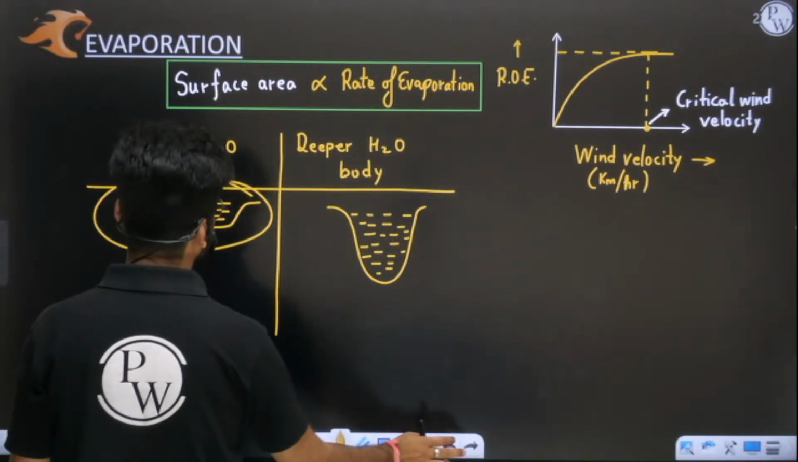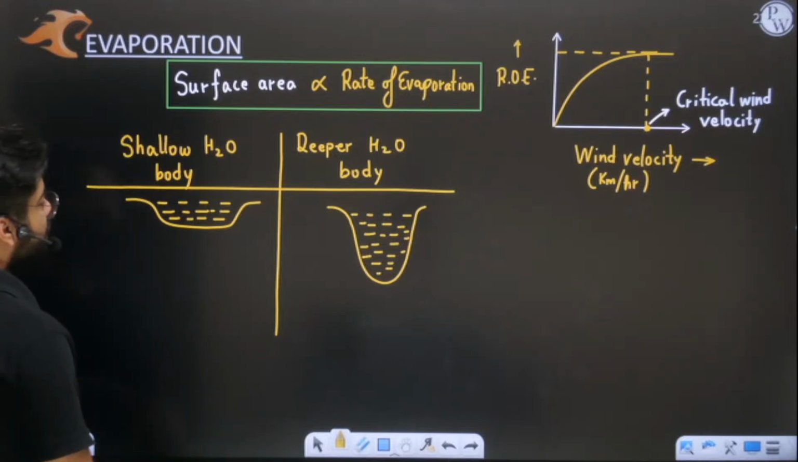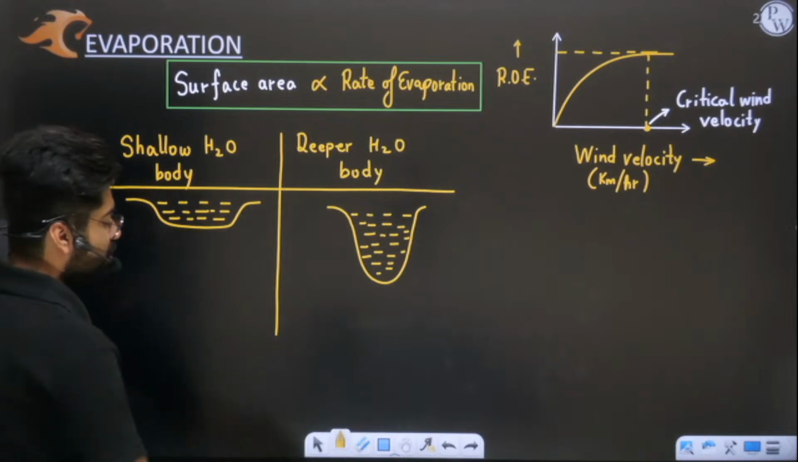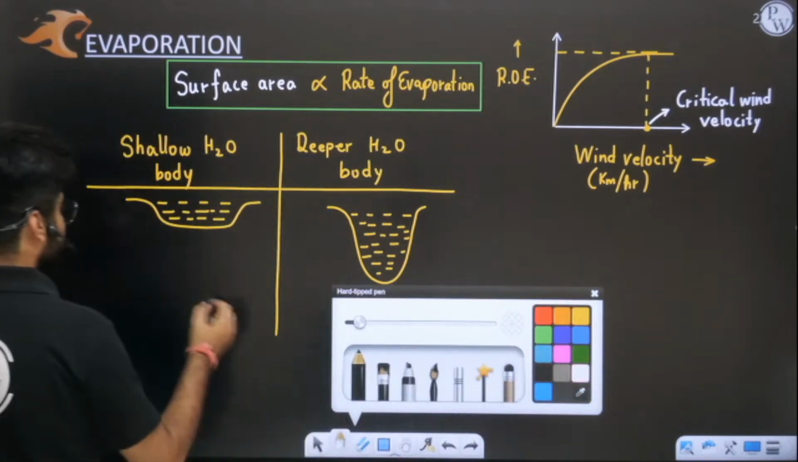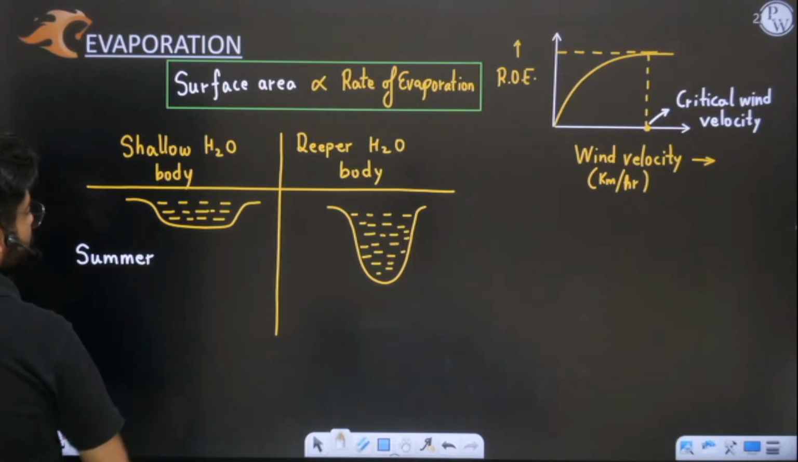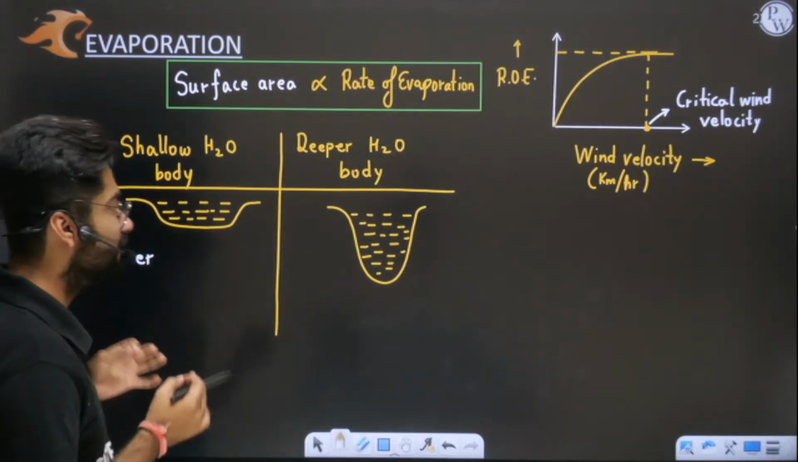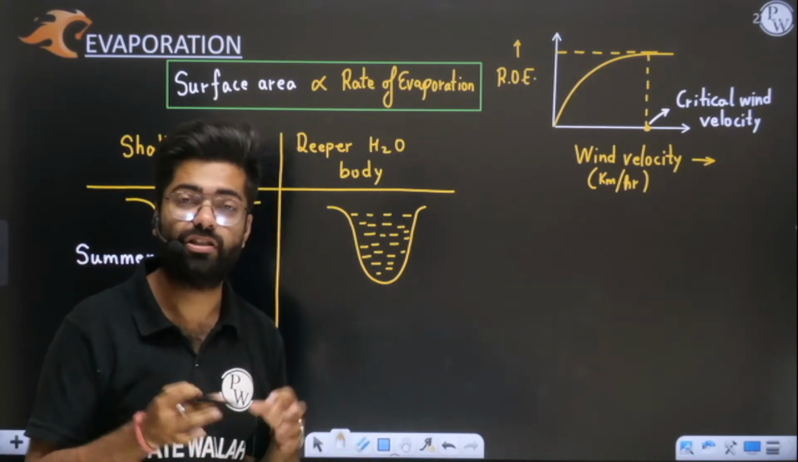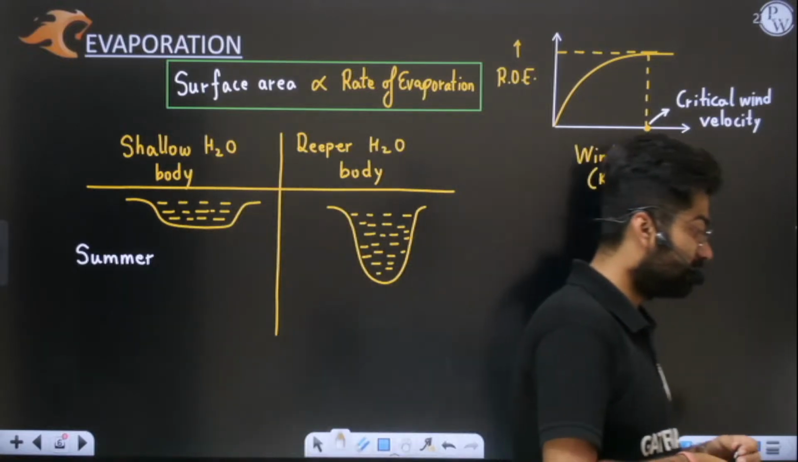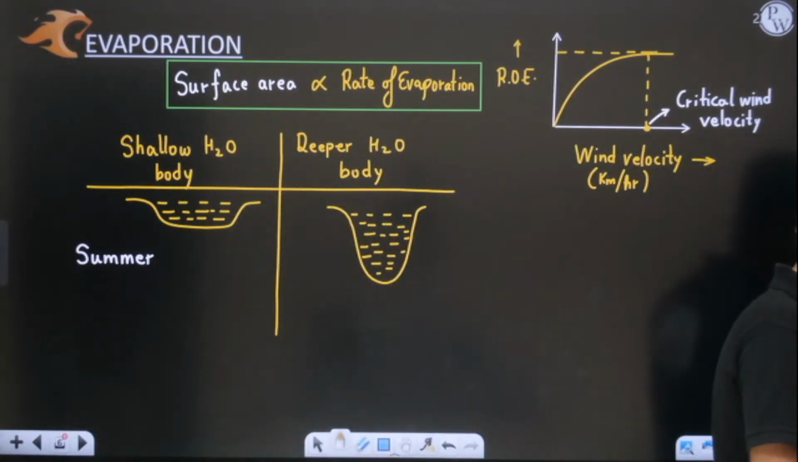It is shallow. Now tell me, we have basically two seasons, summer and winter. You all know we have a summer season and a winter season. Can you guess in which season we will have more rate of evaporation in a shallow water body? I am seeing your answers. You are saying in a pond more evaporation, but in streams less evaporation. Tell me about evaporation in shallow water bodies.